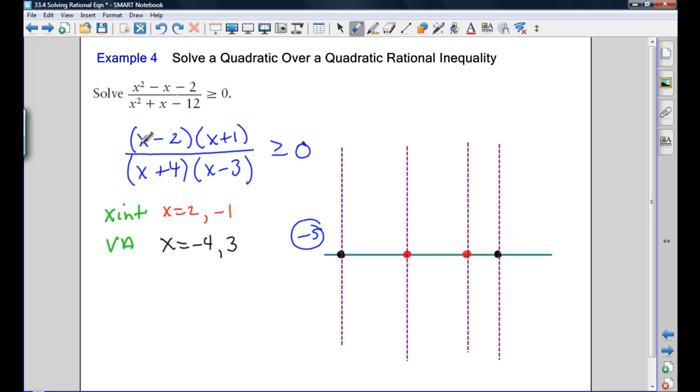I plug in negative 5 here. Negative 5 subtract 2 is negative 7. I'm not concerned about the 7, but I do like the negative. Negative 5 plus 1 is negative 4, so I have a negative on top. Then I have negative 5 plus 4, which is a negative again, and negative 5 minus 3 is another negative. A negative times a negative is a positive, and a negative times a negative is a positive, and therefore a positive divided by a positive is still a positive. So is this statement true? Are positive numbers greater than or equal to 0? The answer is yes, they are. So we give ourselves a little happy face.